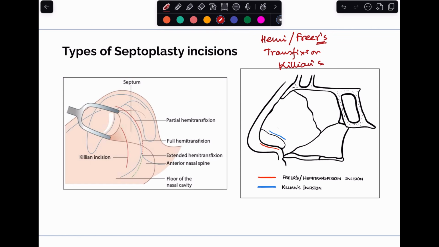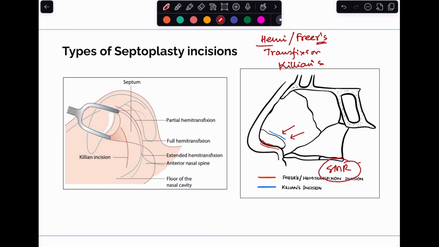If you look at the image here, this is Killian's incision, the blue line over here. Killian's incision is an incision that you place 5 mm above, or cephalad, from the caudal border of the septal cartilage. And this incision was typically used in SMR. So this is Killian's incision.